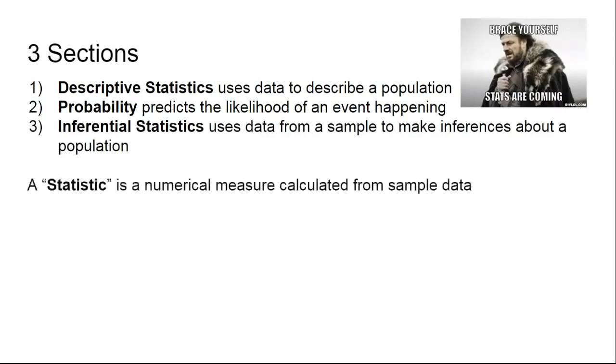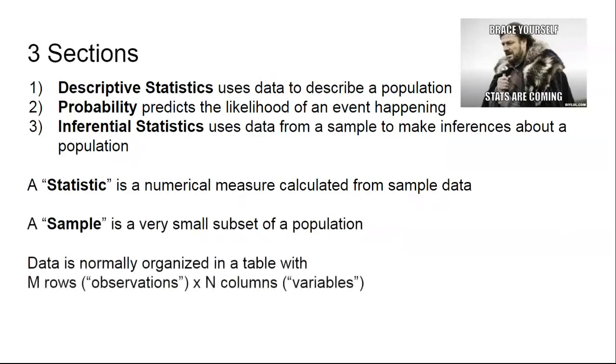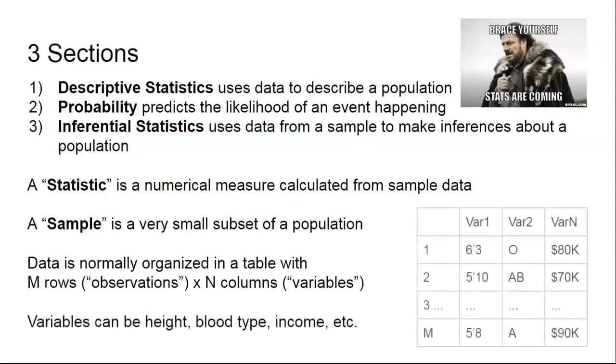A statistic is a numerical measure calculated from sample data, and a sample is a very small subset of a population. Data is normally organized in a table with m rows, which are the observations or data points, and n columns consisting of the variables. The variables can be anything from height, blood type, income, etc.